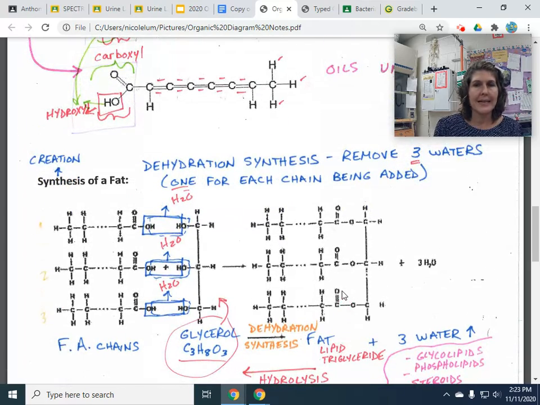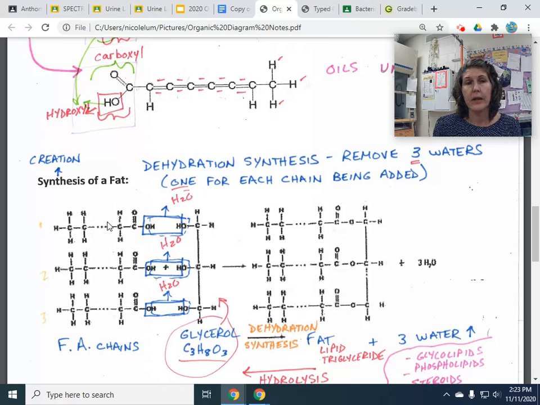Just like we created a disaccharide, we can create a lipid. So here's your synthesis of it, dehydration synthesis. Here's my glycerol molecule, C3H8O3. To that, I want to add different fatty acid chains. So once again, dotted lines. Each of these chains can be different lengths. Some can be saturated, some can be unsaturated. So I don't want to take up the whole page putting hydrocarbon chains on it. So I'm saying here's what the first chain looks like.